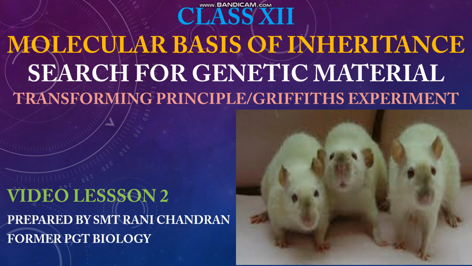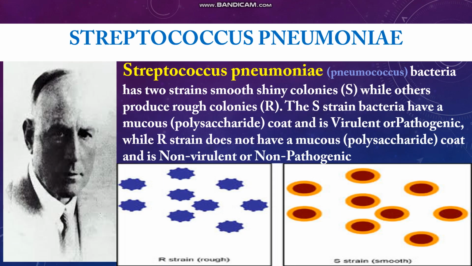DNA, RNA or protein. In the year 1928, a British bacteriologist, Frederick Griffith, was performing experiments with Streptococcus pneumoniae, a bacteria which are the causative agents of pneumonia. This bacteria exists in two forms. So here you can see the Streptococcus pneumoniae exists in two forms. One is a smooth strain or the S strain, and the other is the rough strain or the R strain.